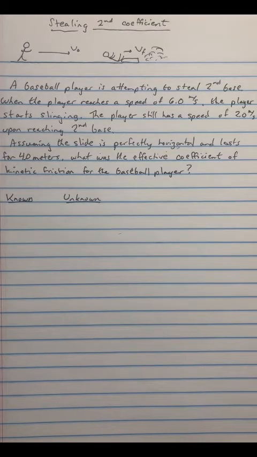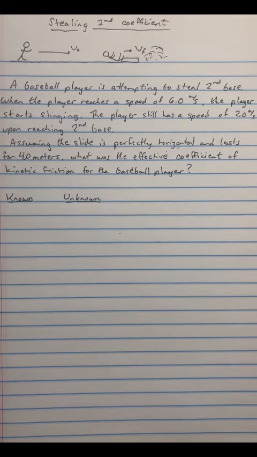Now, to keep this in accordance with more realistic expectations, we could set the speed of the ball player to 0 when the ball player reaches second base, but this is usually not how it actually runs. If you watch an actual ball game, the player usually is sliding with some speed when the ball player reaches second base. So let's include that. In this example, we'll set it to 2 meters per second. So the ball player starts the slide at 6 meters per second and reaches second base at 2 meters per second.